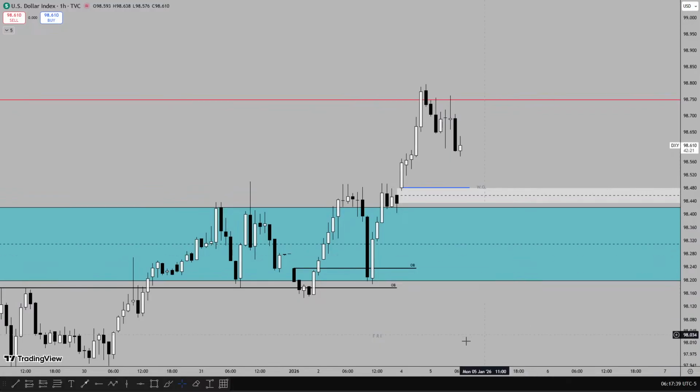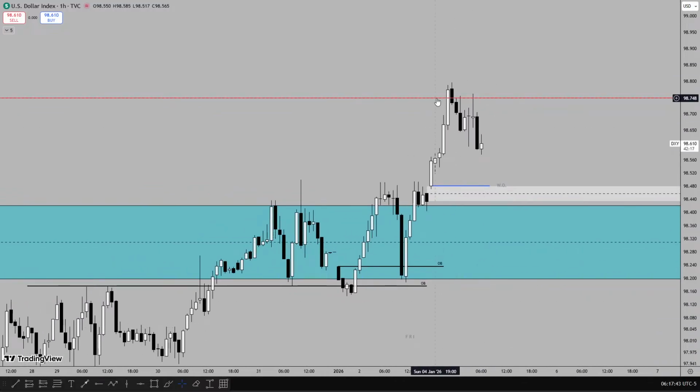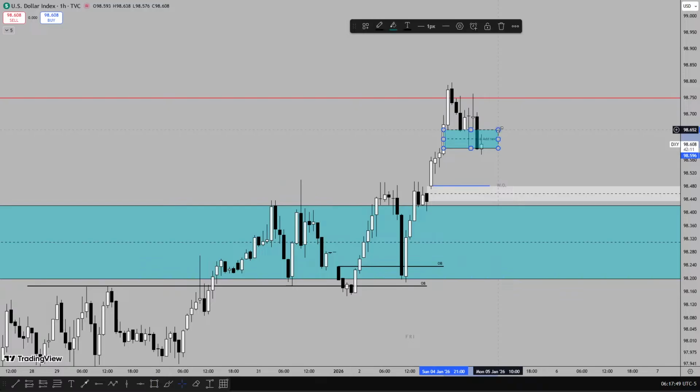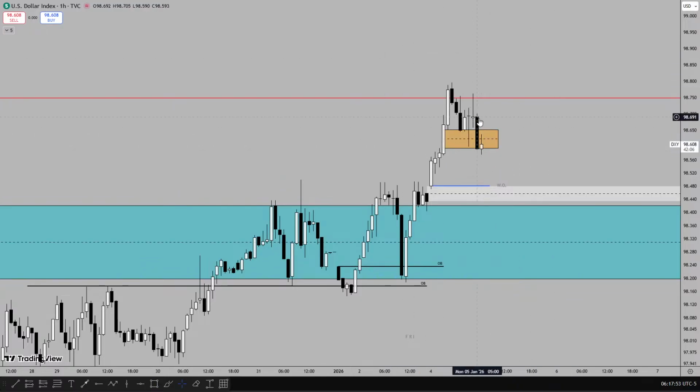On the 1 hour time frame, price did a retracement to a 1 hour fair value gap. Price traded through the 1 hour fair value gap. Now for an intraday setup, there might be a counter trend. There might be a retracement down to the new week opening gap.